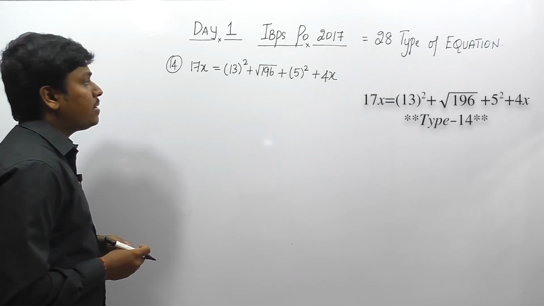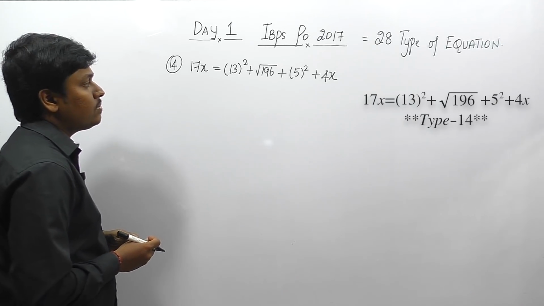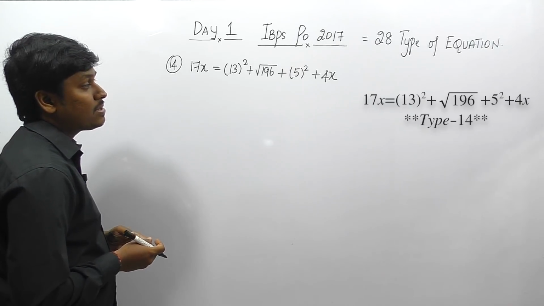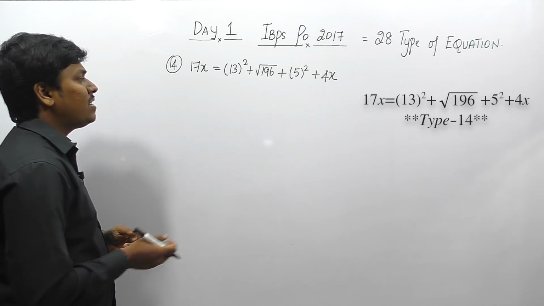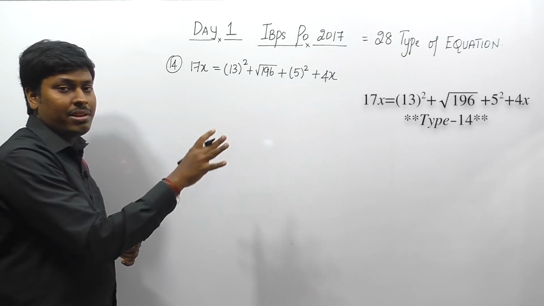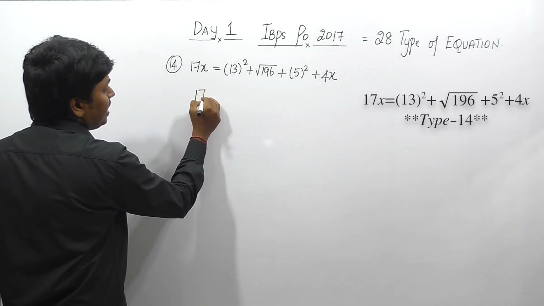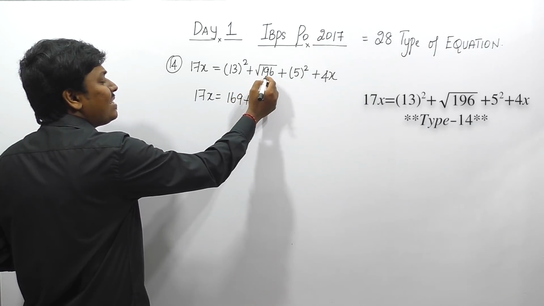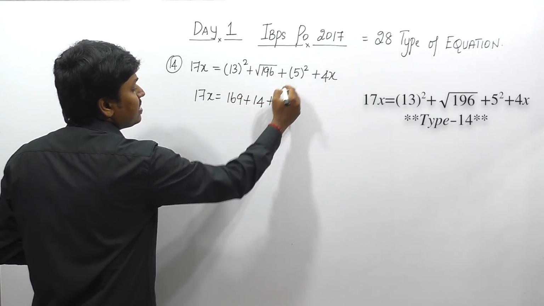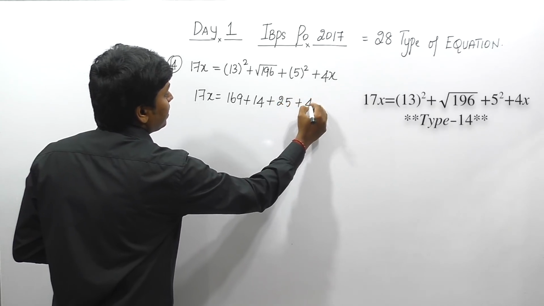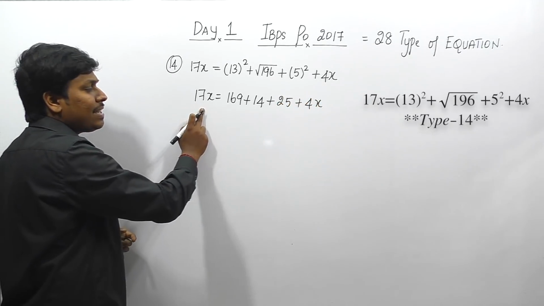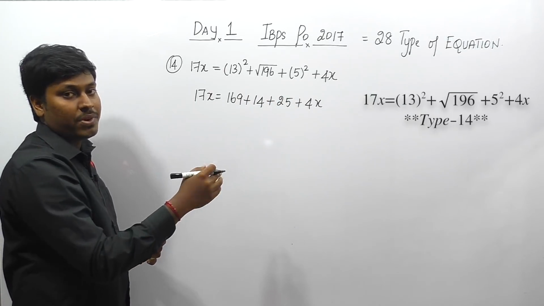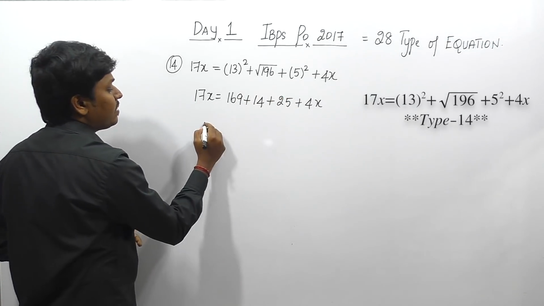Type number 14 equation. 17x is equal to 13 square plus root of 196 plus 5 square plus 4x. First of all, let me simplify this equation into a proper equation. The 13 square will be 169, root of 196 will be 14, and 5 square will be 25, plus 4x. So finally here it is 17x and here it is 4x. When you bring this 4x towards the left hand side it becomes minus 4x. So 17x minus 4x will be 13x.